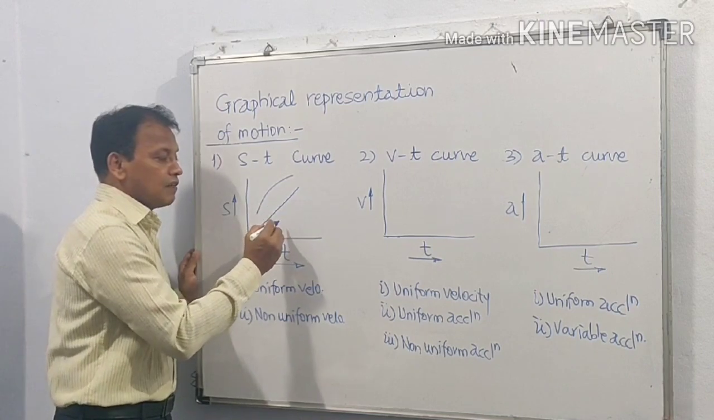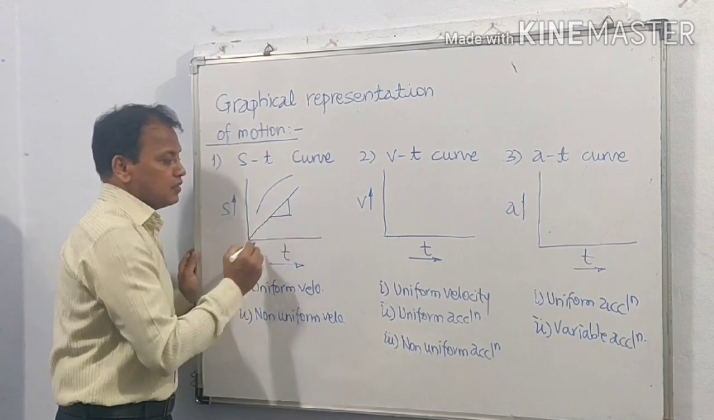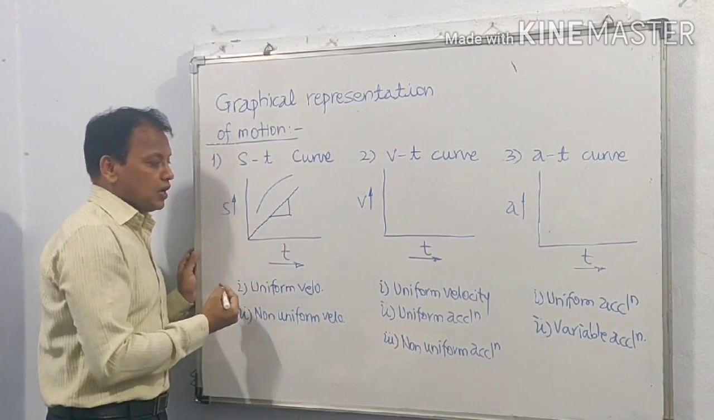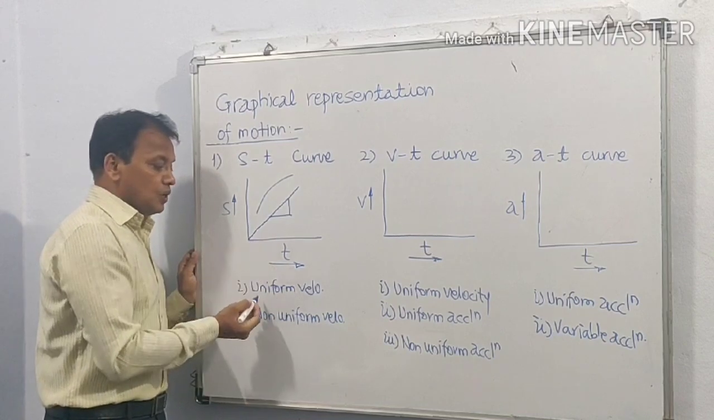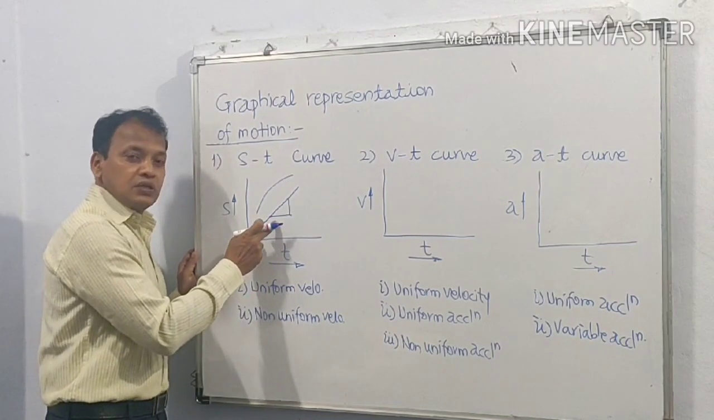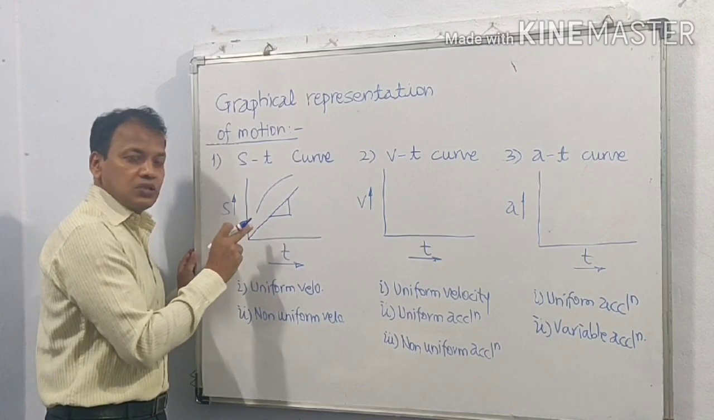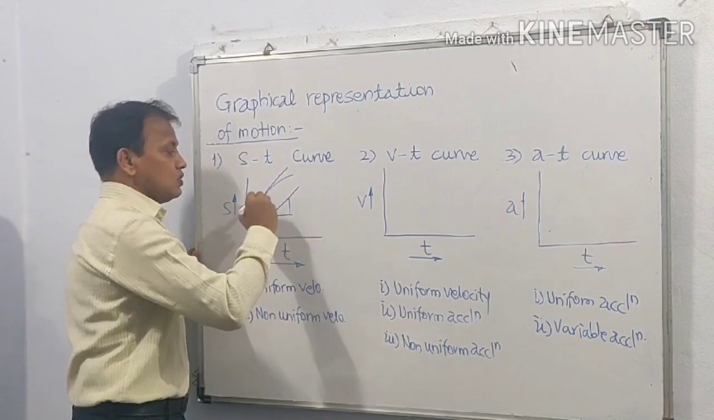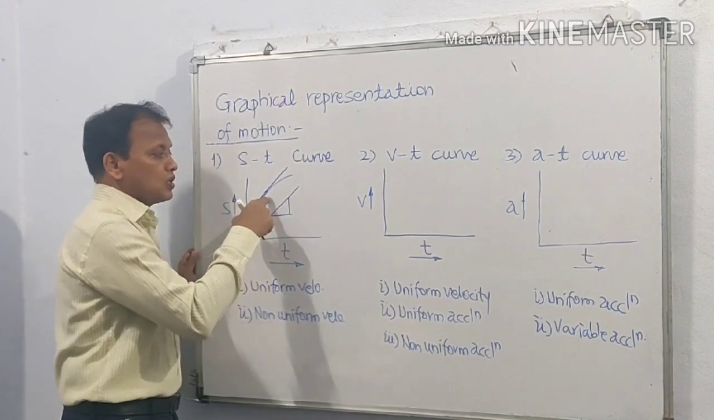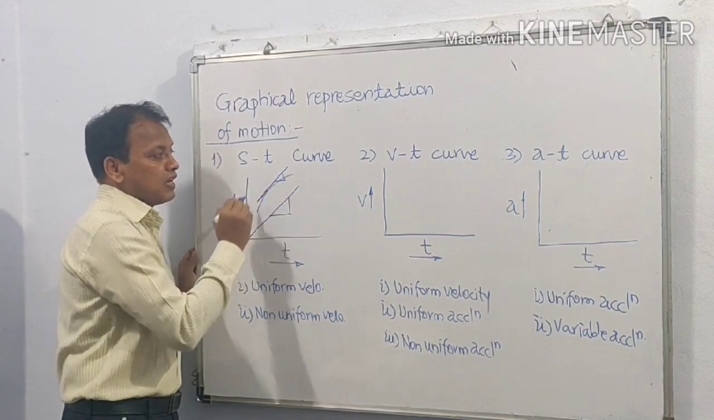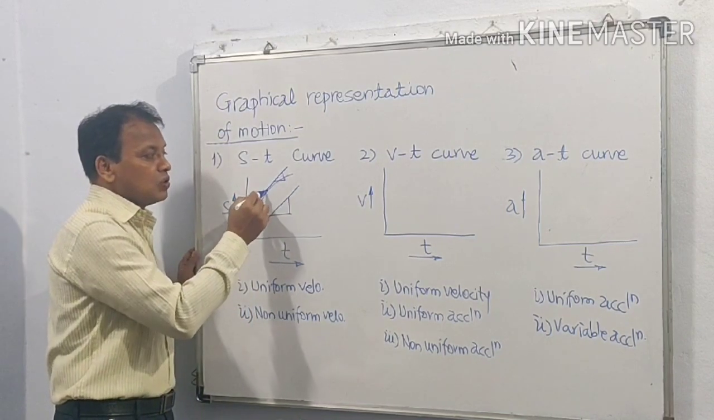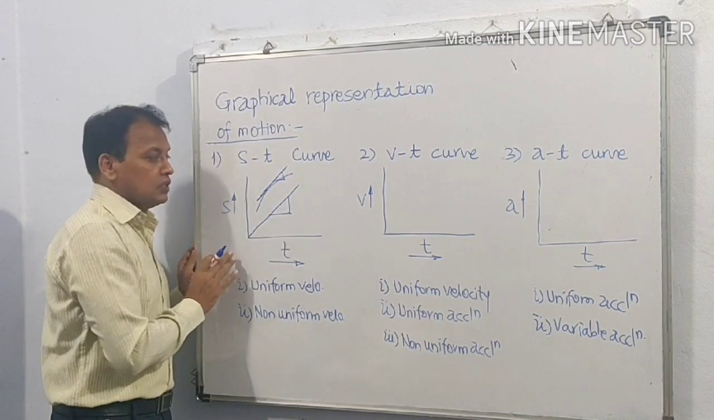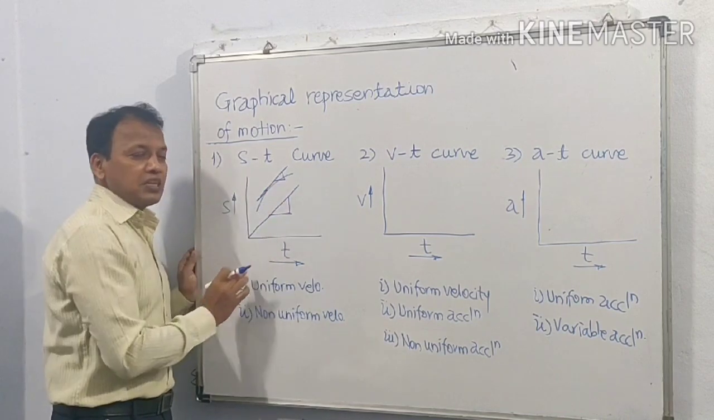Now for this graph, the slope of the line is s upon t, and s upon t is velocity. When the velocity is uniform, the slope of the graph will give the uniform velocity. And when the velocity is non-uniform, if a tangent is drawn to the graph at any point and the slope of that tangent is found, then the slope of the tangent drawn at any point of the curve will give the instantaneous velocity. So this first type is the displacement time curve.